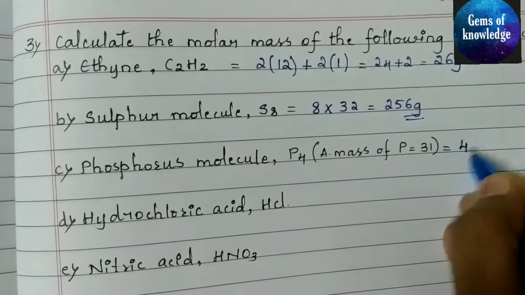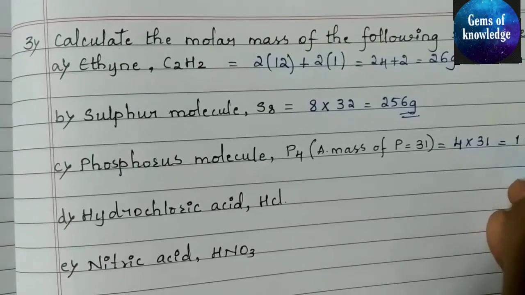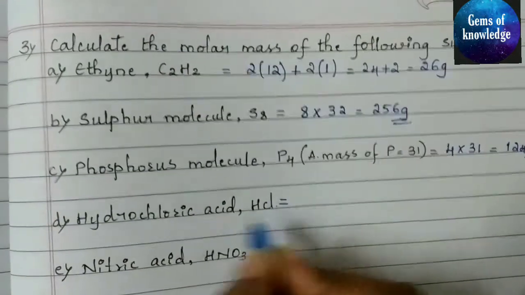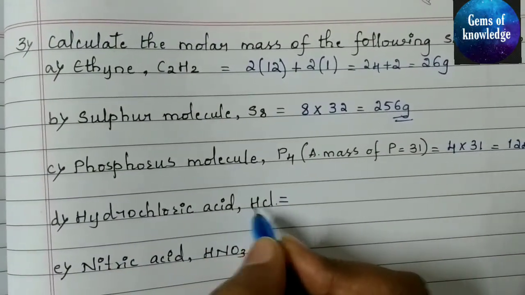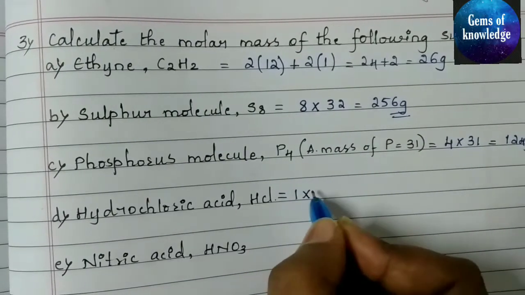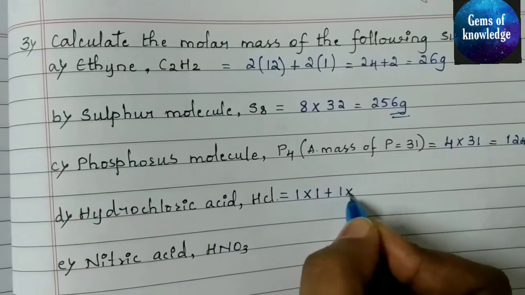So we will get 4 into 31, so it is nothing but 124 grams. Okay. Next you can see hydrochloric acid. Here what is given? H and Cl is given. So one time H is given, that is 1 into 1, plus 1 time Cl is given.